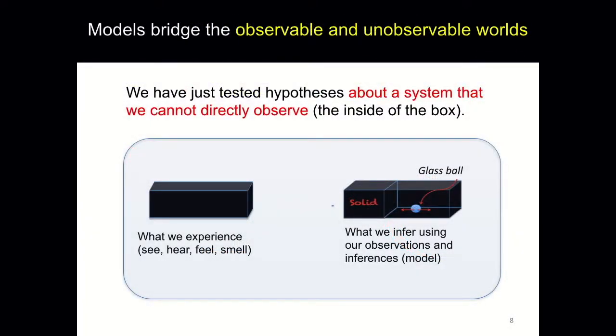So models then bridge the observable and unobservable worlds. We just tested hypotheses about a system we cannot directly observe, that is the inside of the box. So again, the model is attempting to integrate observations and inferences, and it is attempting to explain the world that we experience and survive hypothesis testing.